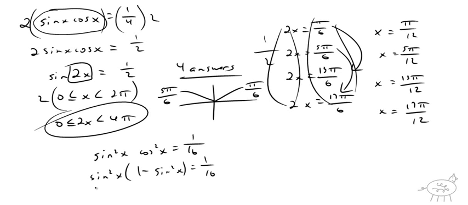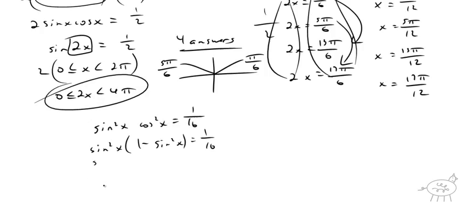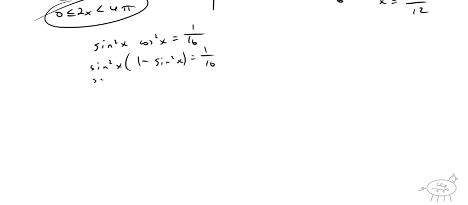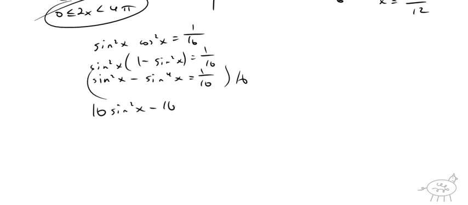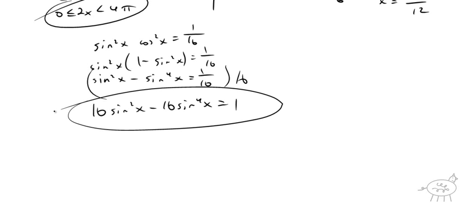Distribute that. Well, here, let me keep going down. We have sine squared of x minus sine to the 4th of x equals 1/16. Multiply everything by 16. We would have gotten 16 sine squared of x minus 16 sine to the 4th of x equals 1. I don't want to go any further than that, but I want you guys to notice that is brutal looking. That is just nasty, nasty, nasty.